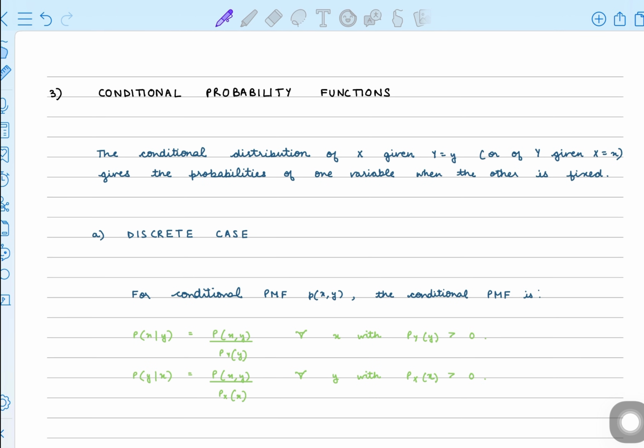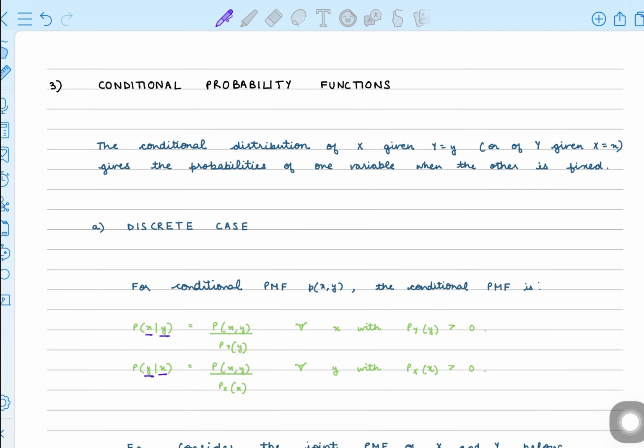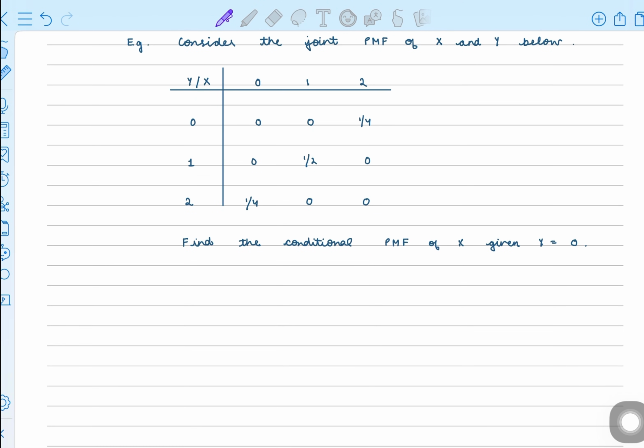Next, we have conditional probability functions. A conditional distribution tells us how one variable behaves when the value of the other variable is fixed. For discrete random variables, the probability of x given y is equal to the probability of x, y upon the probability of y. Similarly, the probability of y given x is equal to the probability of x comma y upon the probability of x. Let's understand this with an example.